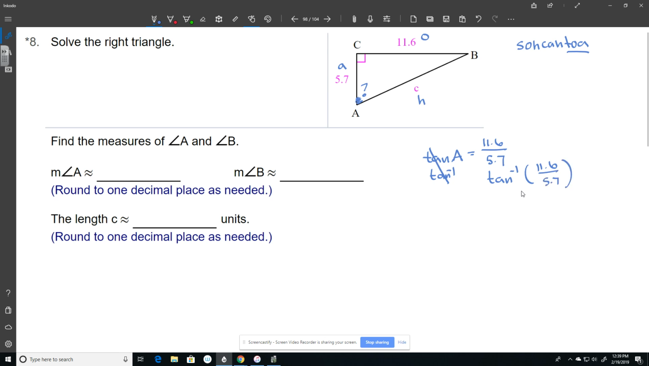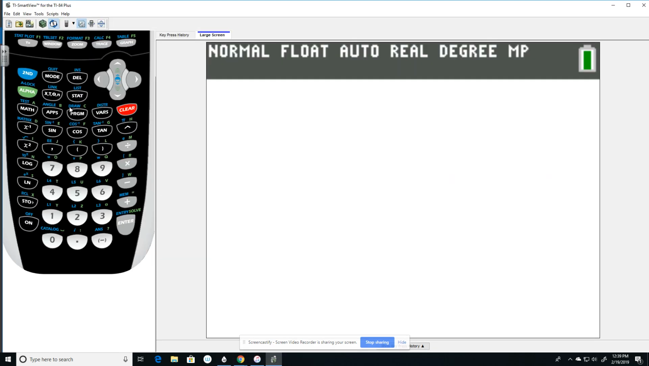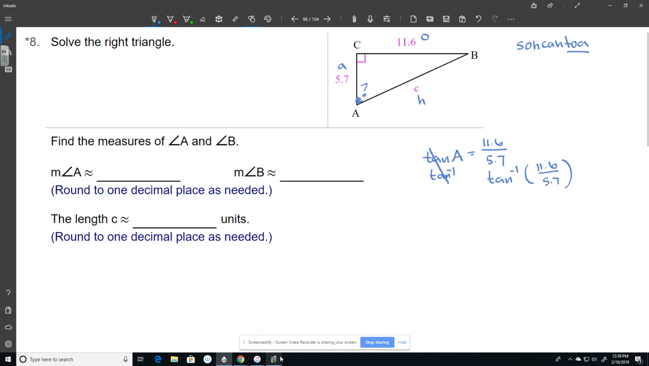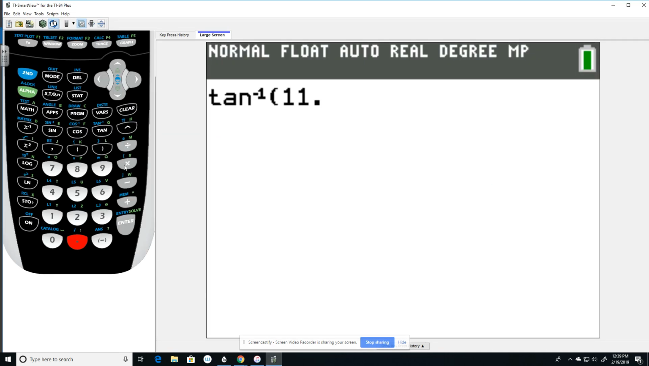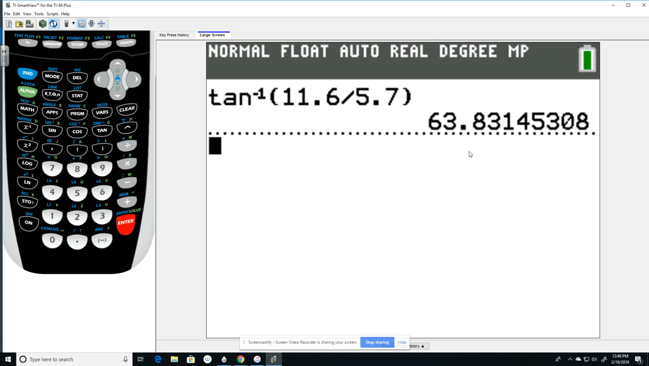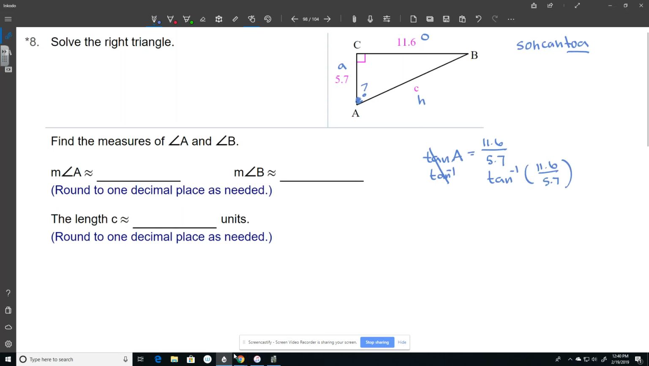So in my calculator, instead of using tangent, I'm going to do second tangent so I get the inverse. And we're going to do 11 point, oh, I forgot the problem already. 11.6 divided by 5.7 goes on the inside of the tangent inverse. So my answer is 63.8314.